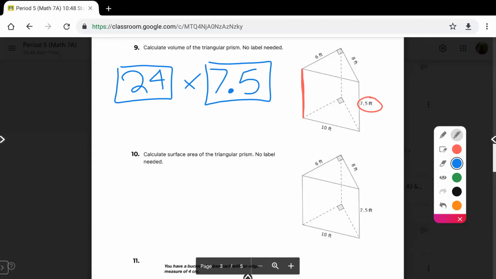If you thought that was quite simple to do, guess what? You're right, because it is. And then all I have to do now is take 24 multiplied by 7.5, and this is going to give me 180. It's feet, so feet cubed. All right, 180 feet cubed is going to be the volume of my triangular prism.